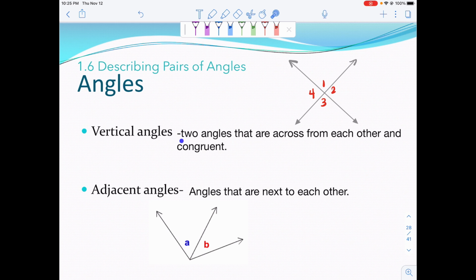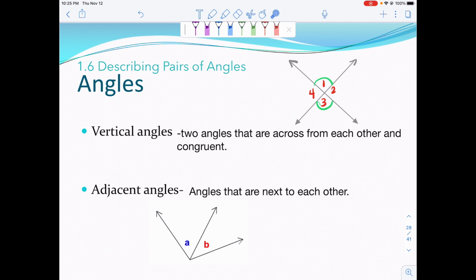Vertical angles are two angles that are across from each other and are congruent. Now, if we look at this diagram up above here, what we can see is that we're going to have angles that are across from each other and are congruent. So the first pair that I'll talk about are angle 1 and angle 3.